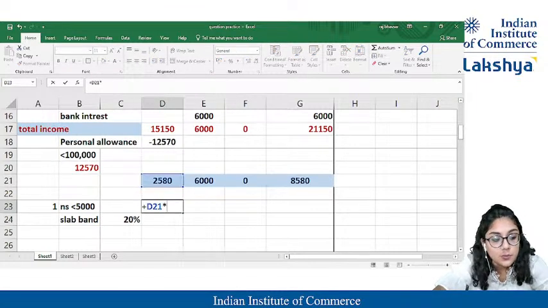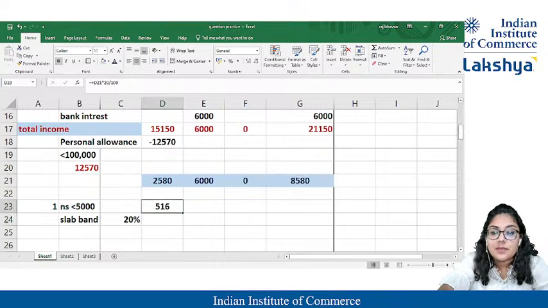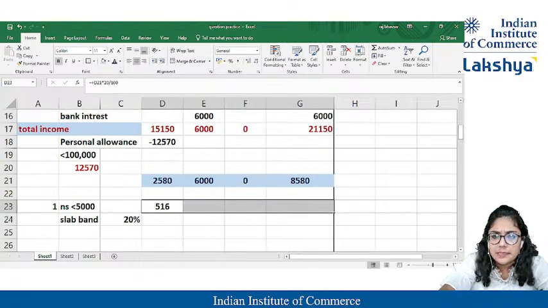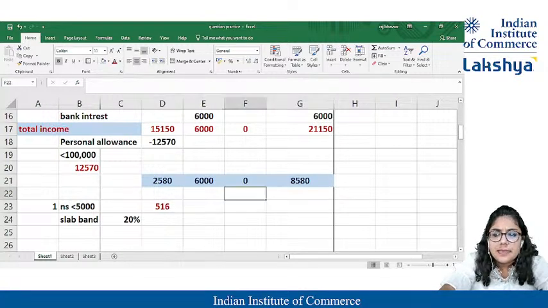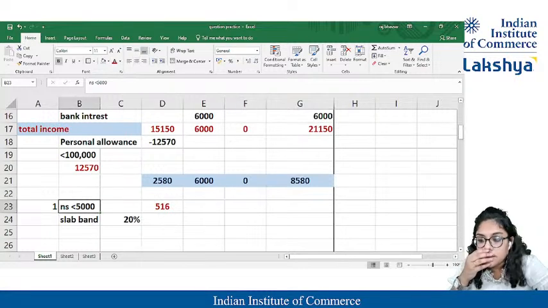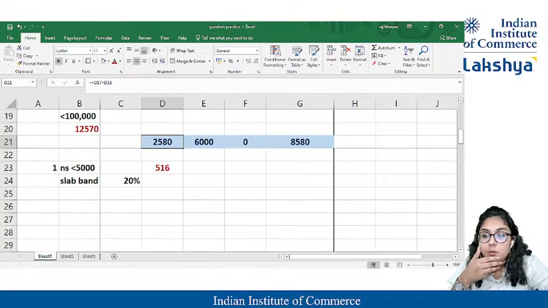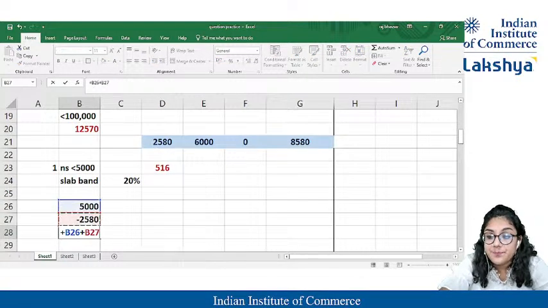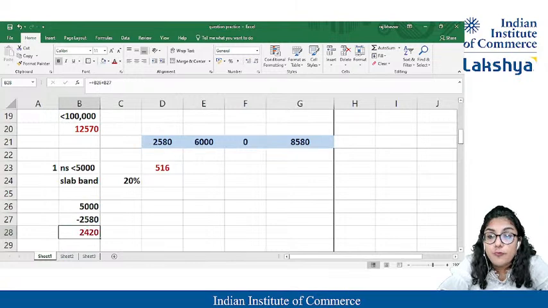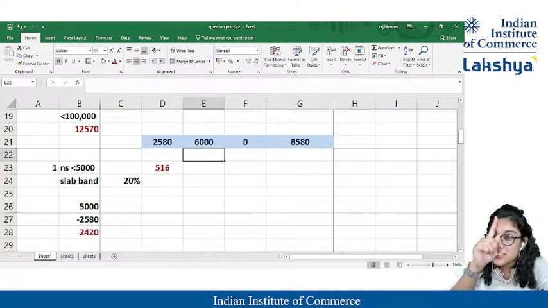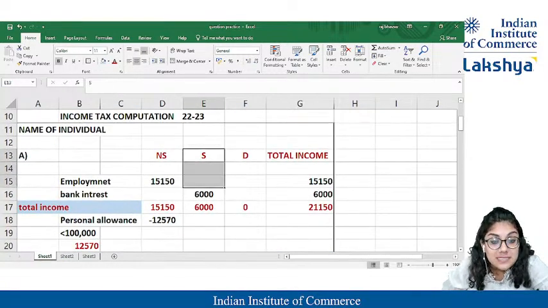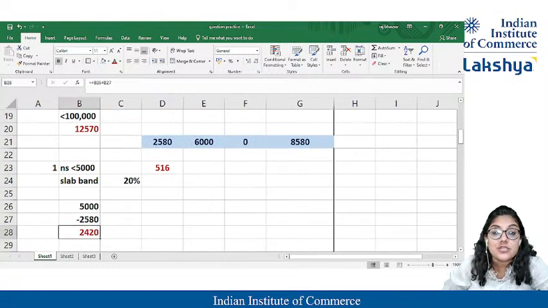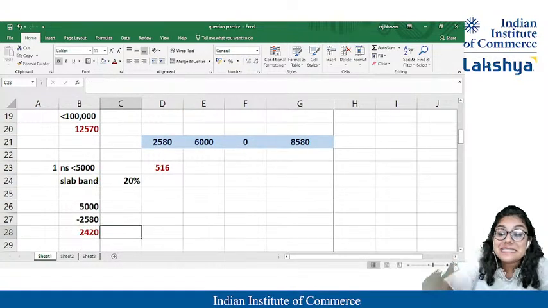So what will I do? Into 20% tax, 516 is my tax. That is not a big deal. Guys, is something less than 5,000? Yeah, ma'am, it's 2580 only. So 5,000 minus 2580. What is the remaining slab? Guys, this 2420 is still remaining, which you can adjust against savings. That means for savings also, this much income will be exempt.